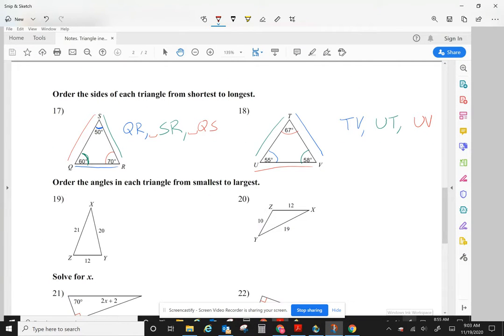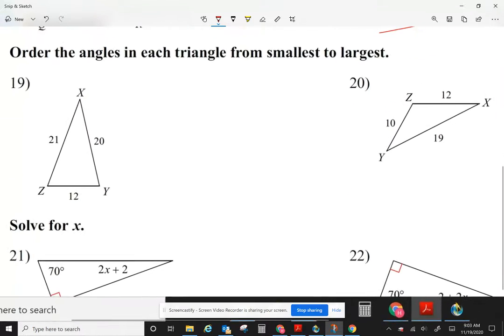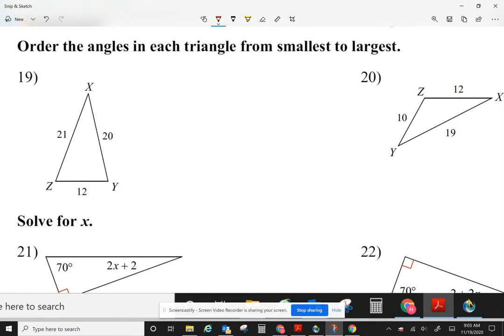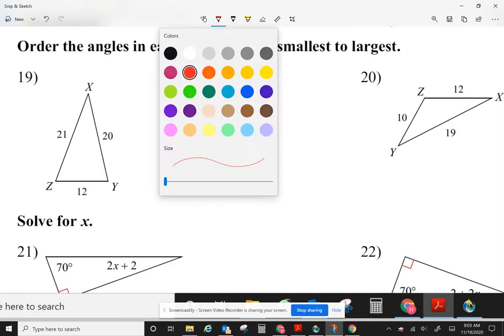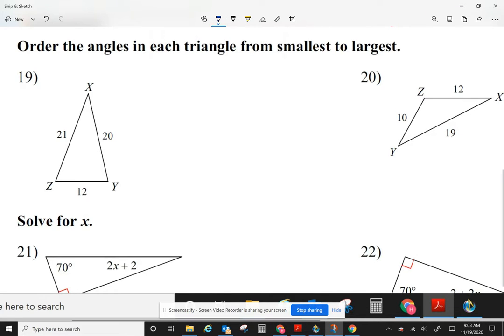So given the angles, I can put the sides in order from shortest to longest. And I can do the opposite as well. Here it says order the angles in each triangle from the smallest to largest. I'm given the sides. So what I'm going to do is, let me find the smallest side. The smallest side is 12. And it is opposite from the smallest angle.